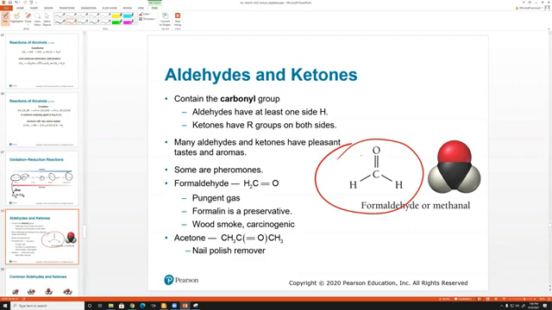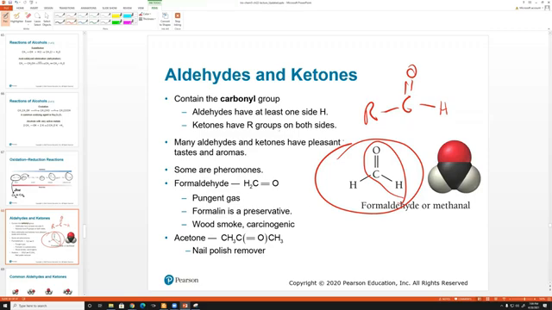So formaldehyde is this. And an aldehyde group is just this part. So it's not even written here. It should be. But if you have C double bond O, you have an H on one end and an open group, it could be anything, on the other end. That's an aldehyde.